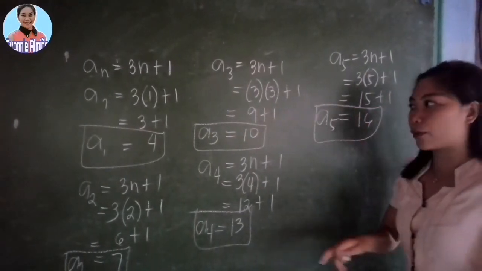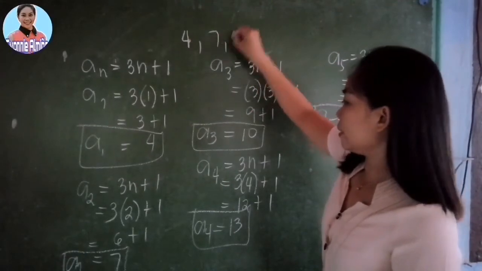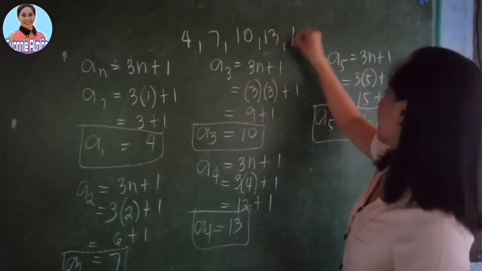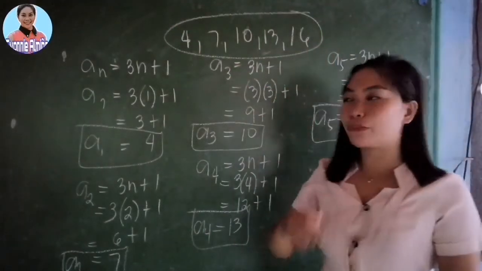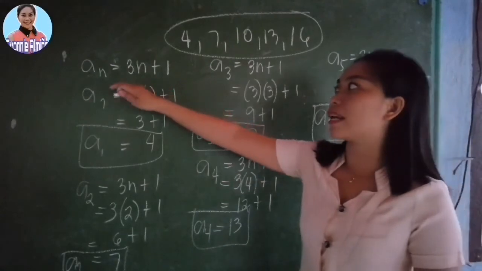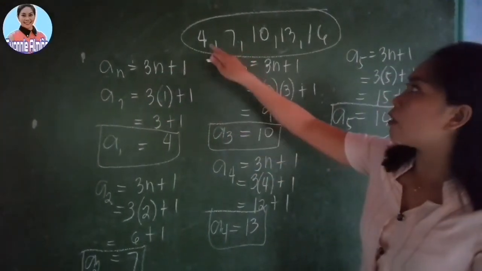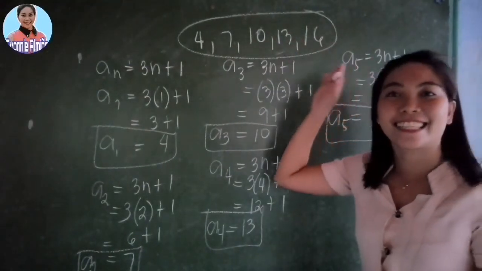Now, let's have the sequence. So you have 4, 7, 10, 13, and 16. Therefore, the first 5 terms of the sequence defined by the general rule a sub n is equal to 3n plus 1 are 4, 7, 10, 13, and 16.